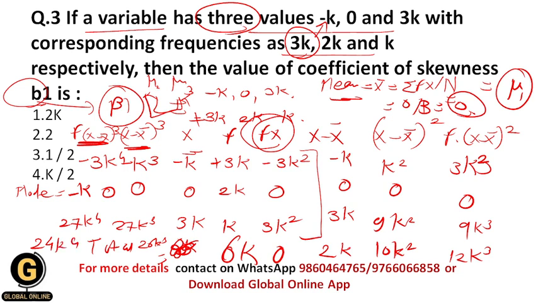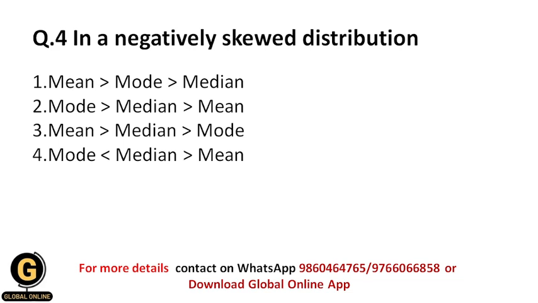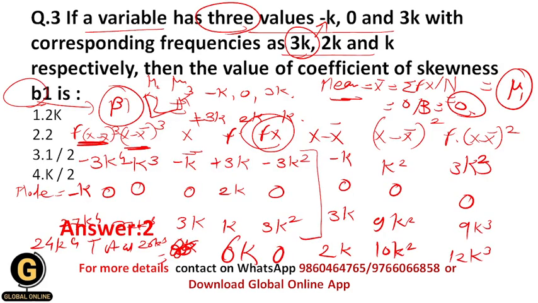Okay, now let us find out the value of mu2. I will write the other values over here. So the value of mu2 will be the summation of f into (x minus x bar) squared upon capital N. Now here you need the other values. So let us find out the summation of f into (x minus x bar) squared. So it is 12k cubed, and your capital N will be 6k in this situation.